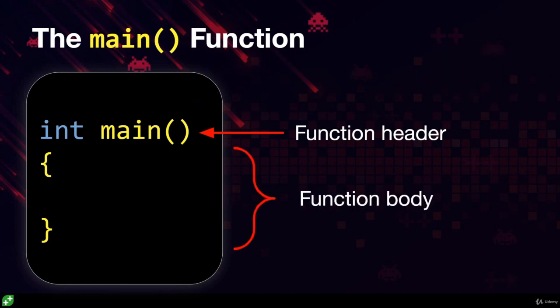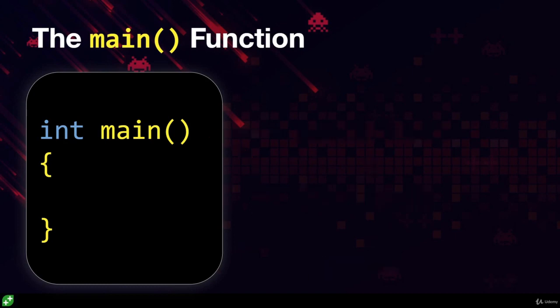Now look at the curly braces here. This is called the function body, and the function header along with the function body make up the function definition. Now we put all of our commands in the function body. All of these commands will get carried out when the function runs.